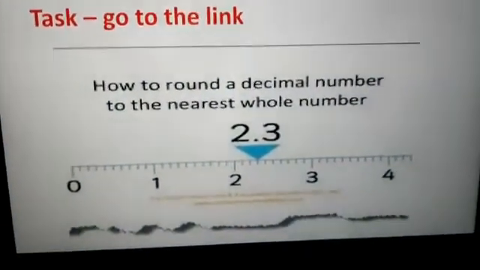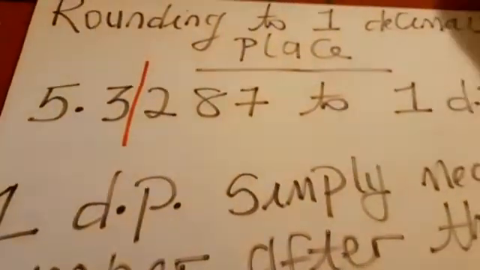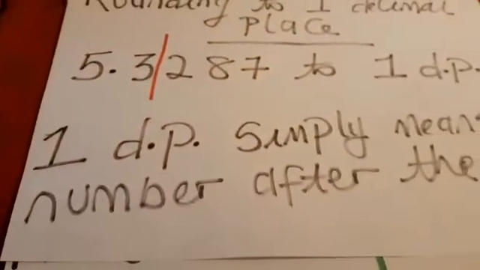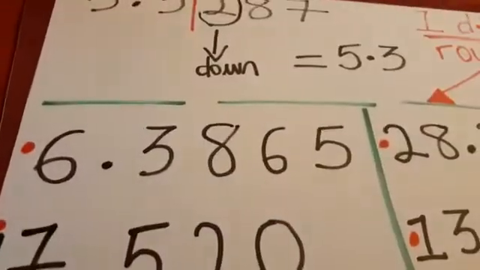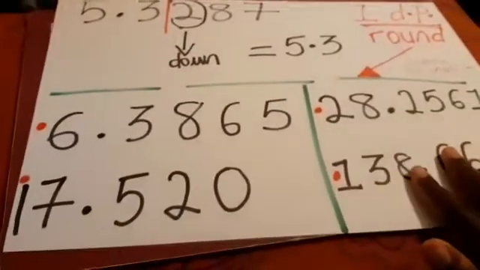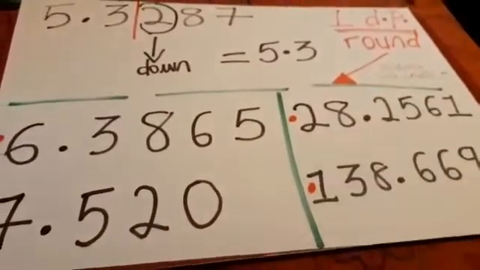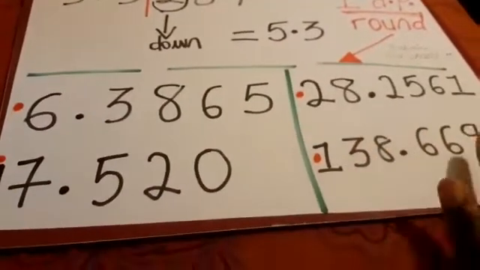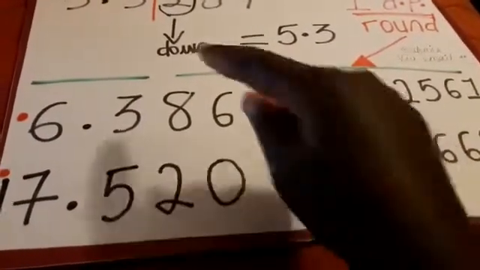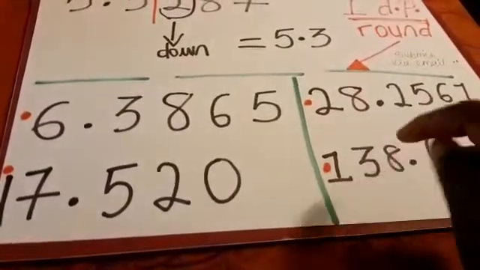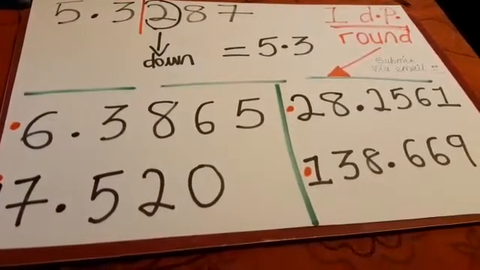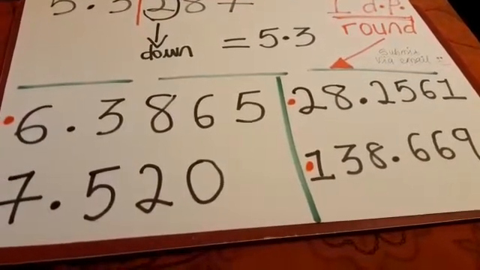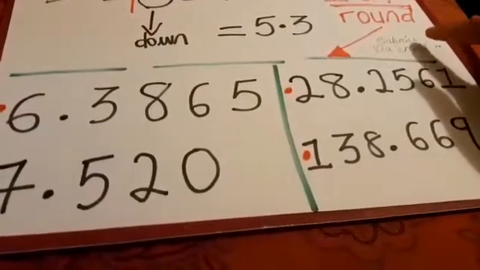So before you go to the task, just to remind you again that rounding to 1 decimal place simply means just 1 number after the decimal. I've got 4 tasks here: 1, 2, 3, 4. I'd like you to pause the video and practice with these 4 rounding questions. And then get your adult to take a picture of this and submit it to us via email.